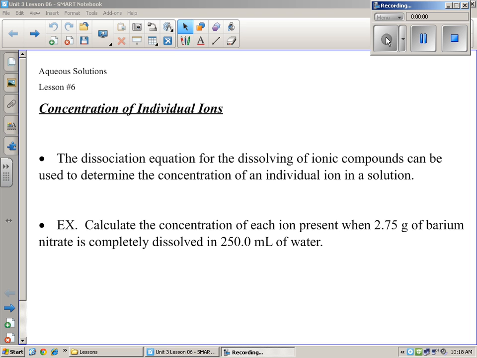So today we're going to talk about concentration of individual ions. When we talk about ions, we're going to talk about ionic compounds, of course. That's what we're going to use here. Remember, there's a term that goes with this particular lesson we're going to do today. For ionic compounds, when you put them into water, they undergo the process of dissociation, right?